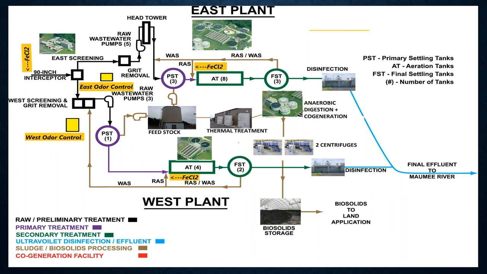Aeration. Then back here at the end, in the middle, there's a feedstock tank, which is new, a thermal treatment, which is new. The digesters aren't new, but they've been upgraded to accommodate the new treatment system. And then there are the centrifuges, which go to our biosolid storage and for land app. And then there's our UV disinfection units. We have one on each side, and then the effluent is combined back into one stream and goes to the river under one NPDES permit.